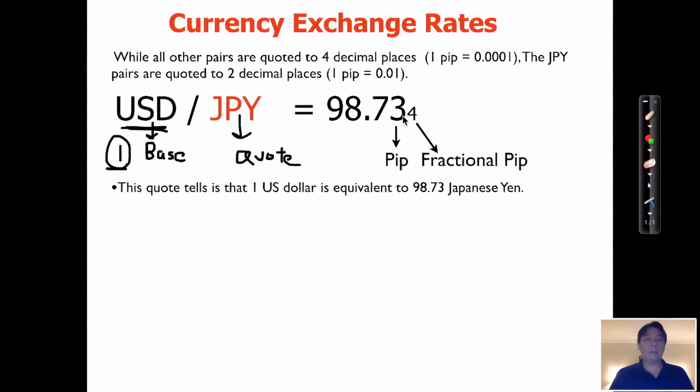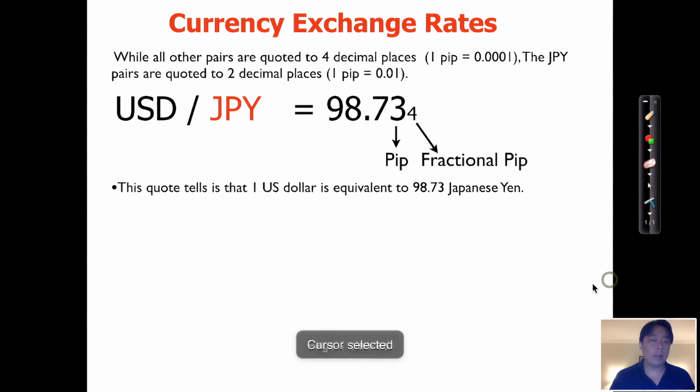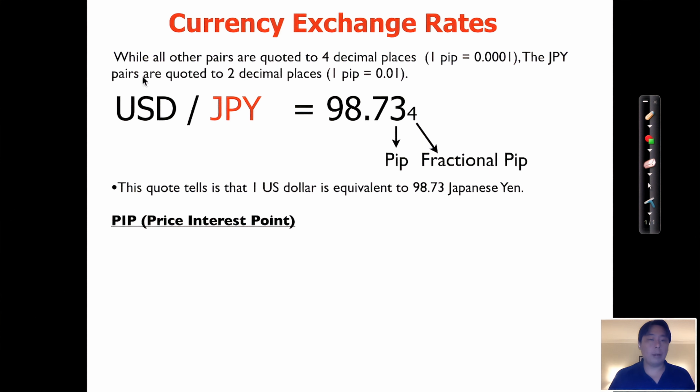Okay, and again, this 3, the 2nd decimal place, is a pip. So if it goes from 98.73 to 98.74, the dollar yen has gone up by 1 pip. Make sense? If it goes from 98.73 to 98.84, it's gone up by 11 pips. If it goes from 98.73 to 98.72, it's gone down by 1 pip. So you got that? In other words, $1 is equivalent to 98.73 Japanese yen.